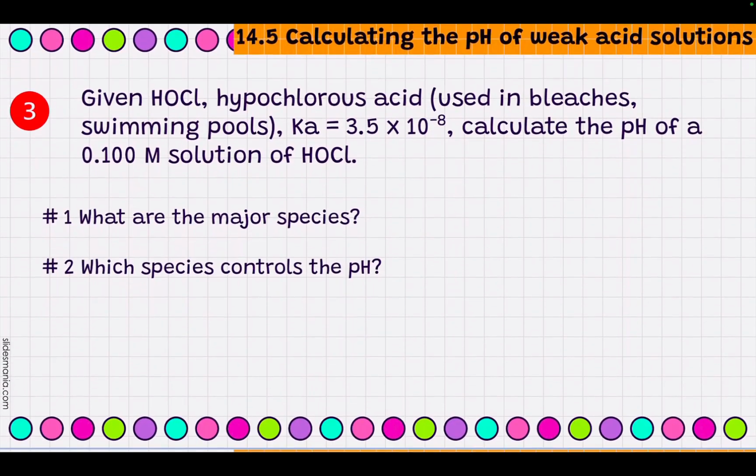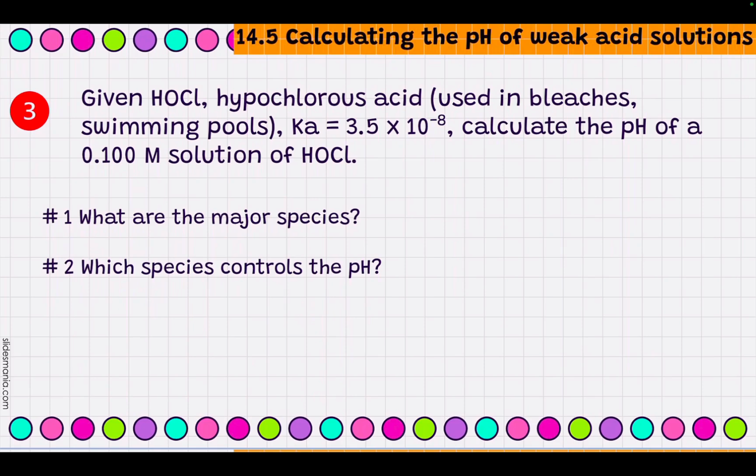So here's an example of a problem that we're going to do. This is hypochlorous acid. It's used in bleaches and swimming pools. It has a Ka of 3.5 times 10 to the negative 8th, and we're going to calculate the pH of a 0.100 molar solution.